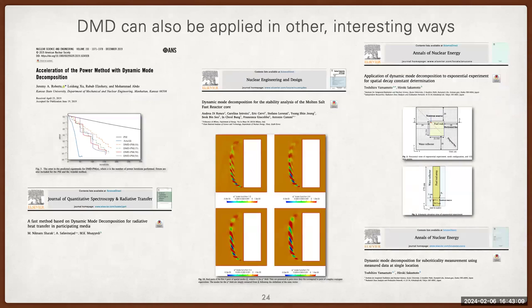People have used it for other things since we came out with that a few years ago. We can use it to accelerate the calculation of K eigenvalues by forming this approximate operator and projecting your iteration forward. People have used it to analyze molten salt reactor cores, looking at how things are evolving in time inside of the system. Because DMD is completely operator free, you can also do it with experiments, and there's a group that is using DMD to analyze some subcritical experiments they're doing. And people have also looked at it for radiation transfer.